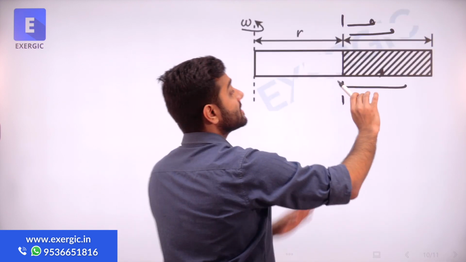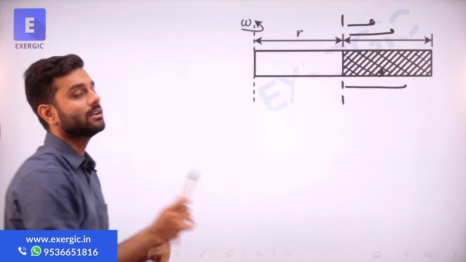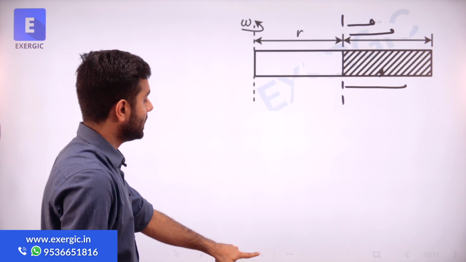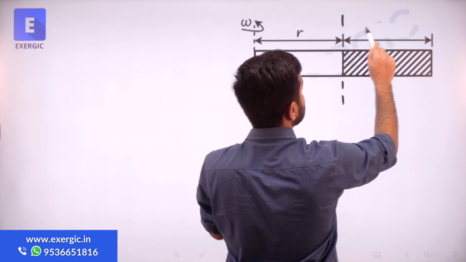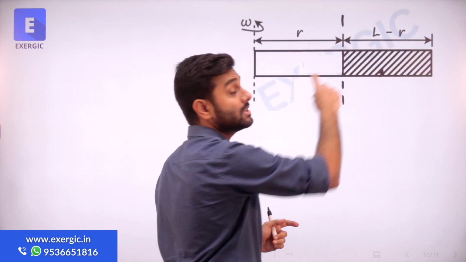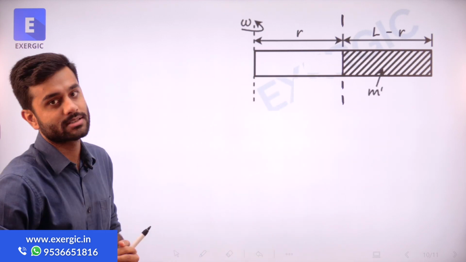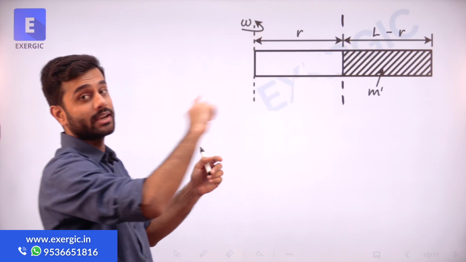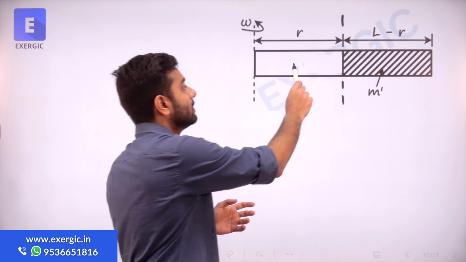At that section, the centrifugal effect due to this mass, which exists beyond that section, is going to be felt. Let us say the entire length of this section is L. So this length is r, and this will be L minus r. Let us say the mass beyond the section is M dash. Since it is rotating at constant angular velocity omega, a centrifugal tension will be felt.